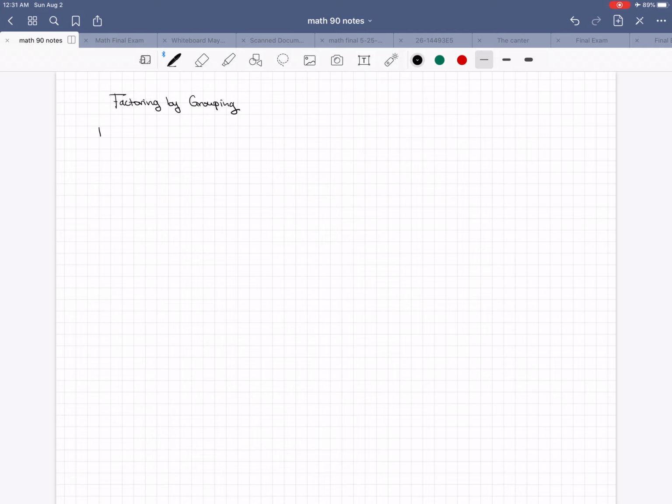So here's the idea. Say that you have something like this: 3x squared times x minus 2 plus 2 times x minus 2. Okay? So the idea is to notice that if you look at both of these pieces, x minus 2 is a factor these two pieces have in common.